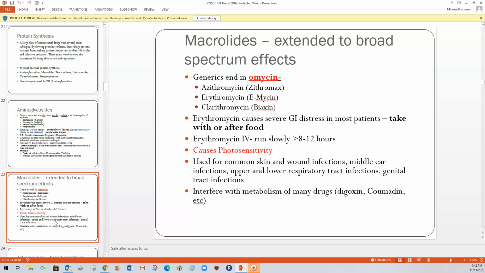Macrolides are extended to broad spectrum effects, and they usually end in omycin. So erythromycin, azithromycin, clarithromycin. Erythromycin can really make you sick, so you've got to take it with or after food. You have to run it slow. Photosensitivity, and you'll see a lot of these patients are very photosensitive, light sensitive. We use these for skin and wound infections, middle ears, lower respiratory tract, genital tract infections. And they interfere with a lot of drugs, Dig, Coumadin, etc.